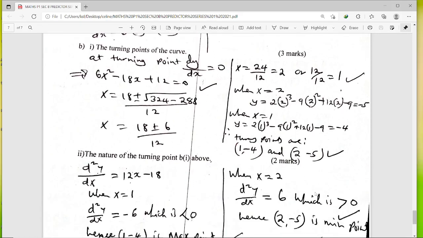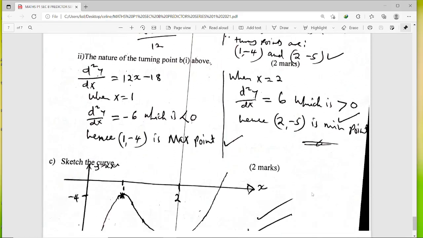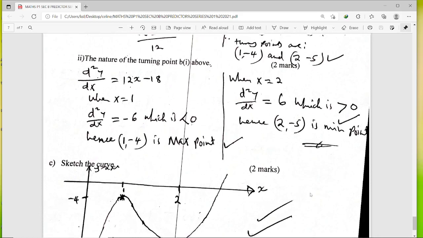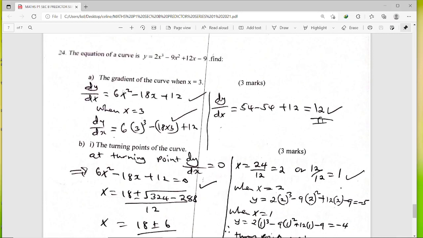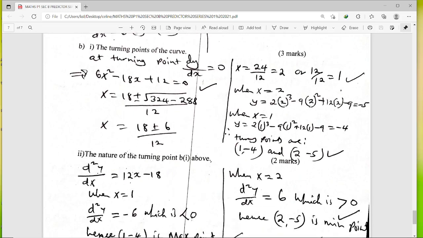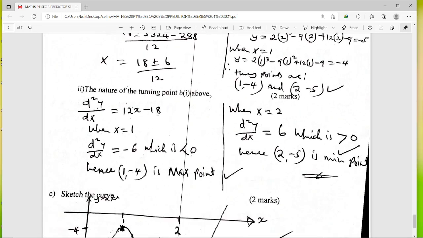Then from there, the nature of the turning points. To know the nature of the turning points, you can use the table that you know, or you differentiate the equation for the second time. The first differentiation gives you 6x squared minus 18x plus 12. If you differentiate a second time, it will be 12x minus 18. That's the second differentiation. And now we know the turning points (1, -4) and (2, -5).